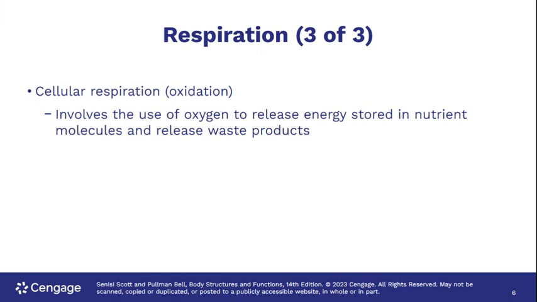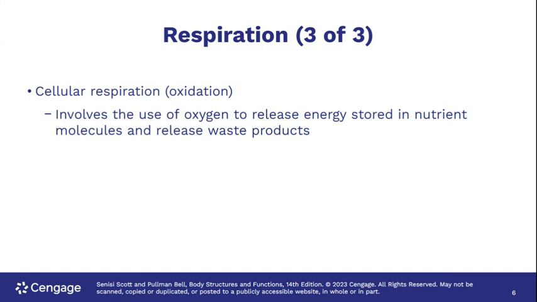Okay. And finally, we have cellular respiration, also known as oxidation, and you can use those two terms either way. It involves the use of oxygen to release energy stored in nutrient molecules. The cell uses the oxygen to break apart these nutrient molecules and make energy. And when they make the energy, the waste products are released and the blood takes them away. So inside the cell, there's a use of oxygen to release energy in nutrient molecules and release waste products.